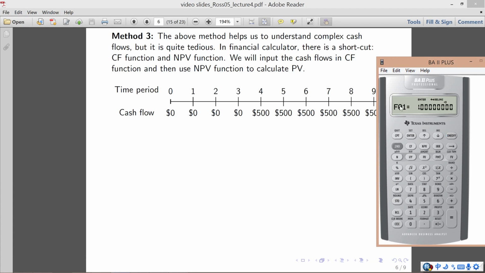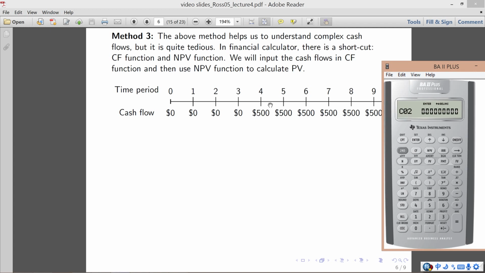Now you see it's F01. It's asking you how many consecutive same amount payments there are. Or in this case, it's asking you how many zeros there are consecutively. There are obviously 3 of them, so you're going to go 3, enter. Now, it's asking you, what's the next one? Okay, so the next one will be 500 because we've already accounted for the previous 4. So 500, enter. And now you go down. It's asking you how many 500s there are consecutively. There are 7, so 7, enter. Now you go down. So we've finished inputting all the cash flows.